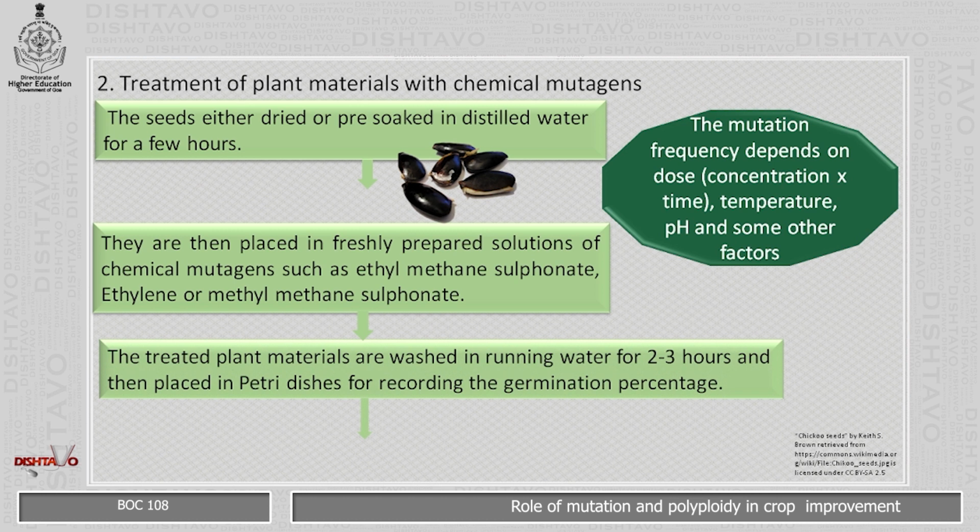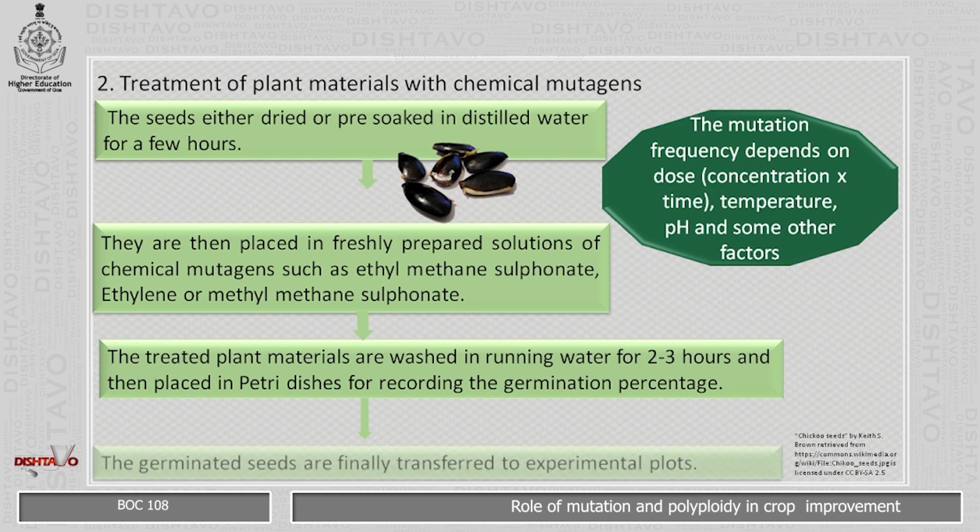The treated plant materials are washed in running water for 2 to 3 hours and then placed in petri dishes for recording the germination percentage. The germinated seeds are finally transferred to experimental plots.